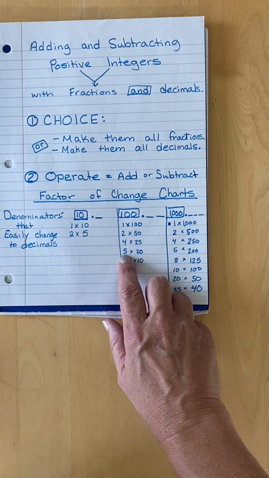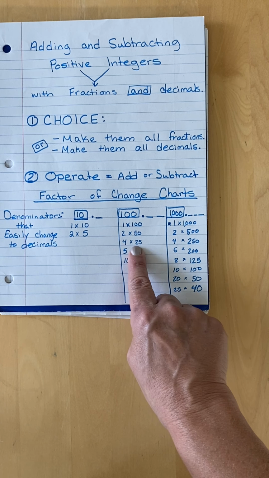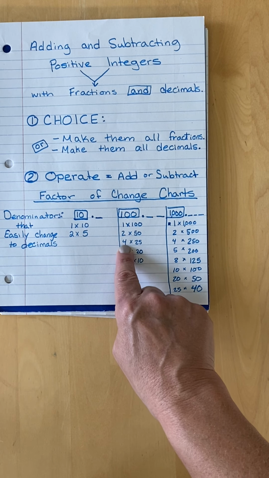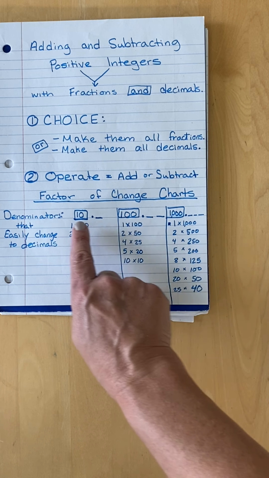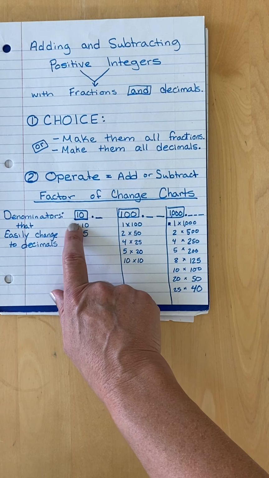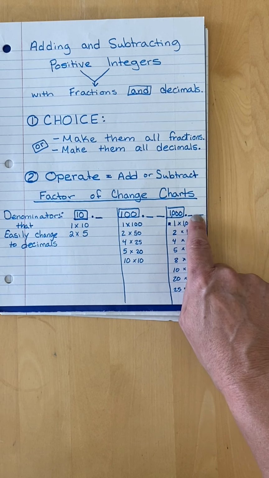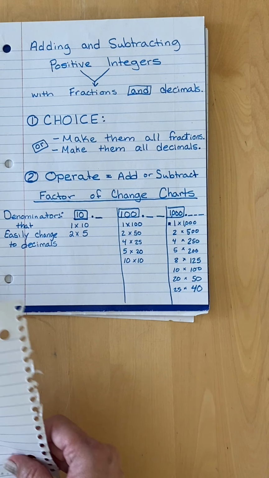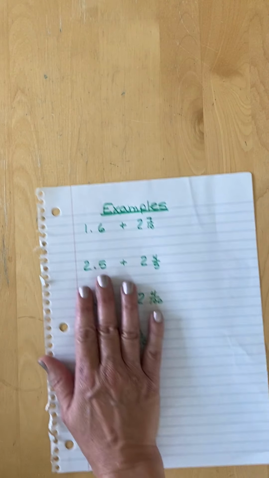So if my denominator is 5, times 20 is my factor of change. If my denominator is 25, times 4 is my factor of change. You can get the common denominator of 100, 10, or 1,000. And once you have that common denominator, now we're into tenths, hundredths, and thousandths on a place value chart to change your fractions into decimals. So let's put our notes aside and let's take a look at a couple examples here.